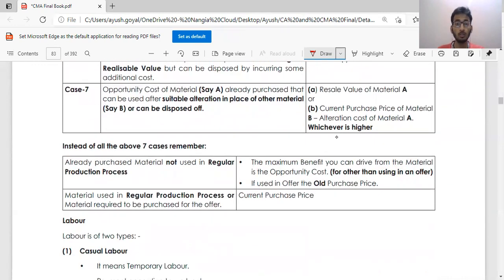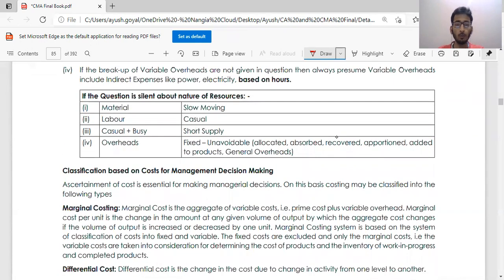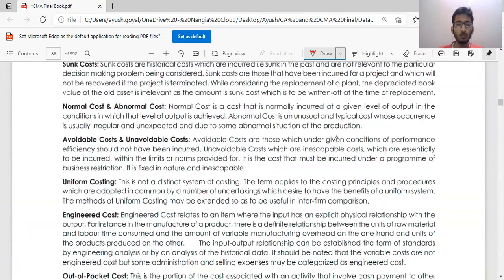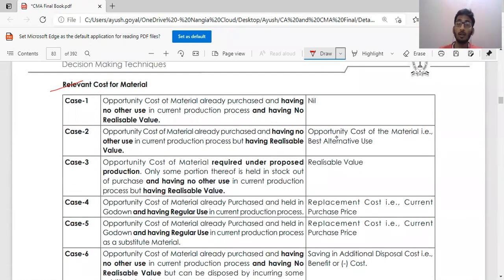Now, relevant cost of material. This is important because this is the ultimate thing which would be useful for solving the questions. We will do relevant cost for material, labor, and all those. So let's see relevant cost for material first. Now see case one: opportunity cost of material already purchased and having no other use in the current production process, having no resale value. What this case is saying is, suppose you require material A for some project, and that material A is already there in your stock.